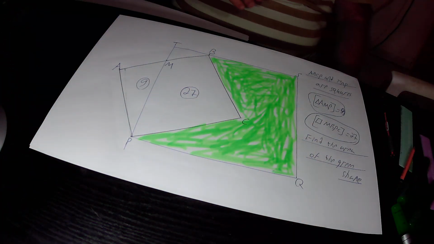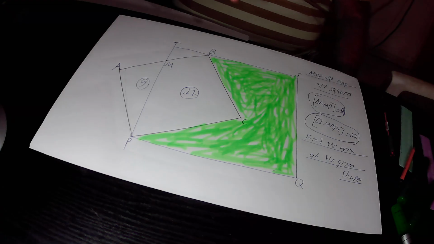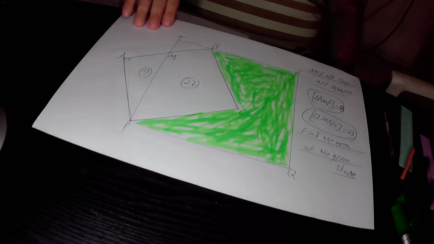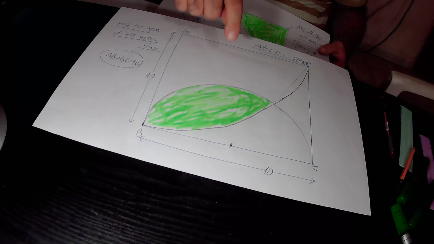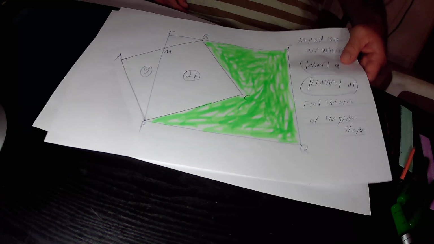And now in this lecture I will answer two questions. In the first question we find out the area of this green shape that is inside square TSQP. And in the second question we find out the area of this green shape that is inside square ABCD. So we start with the first question.